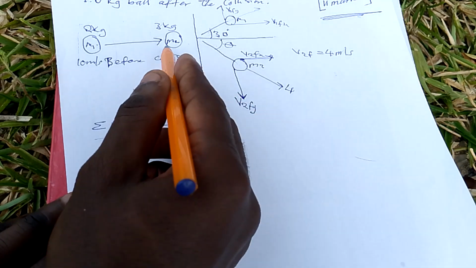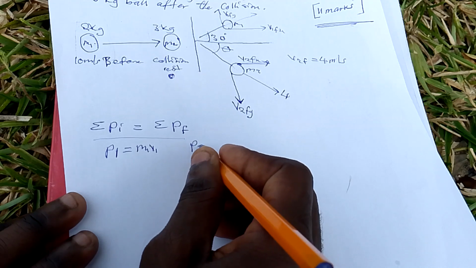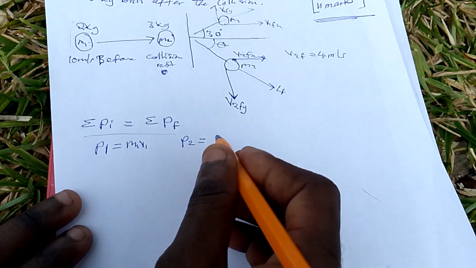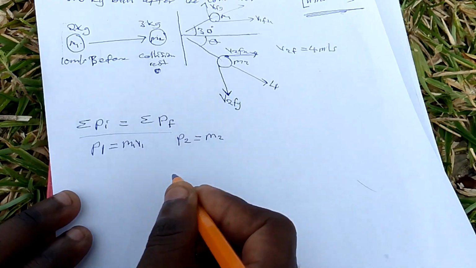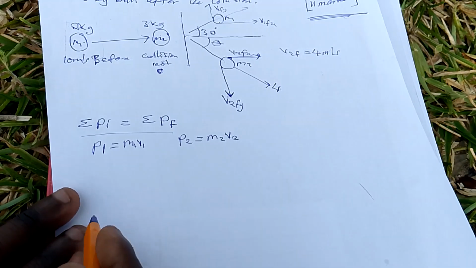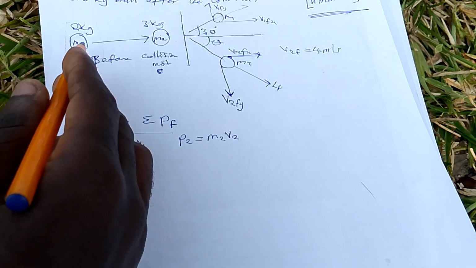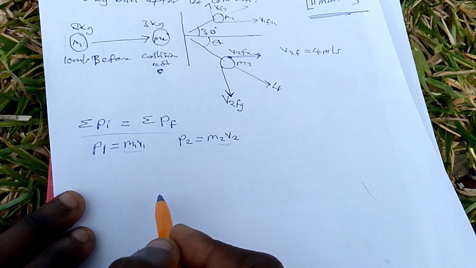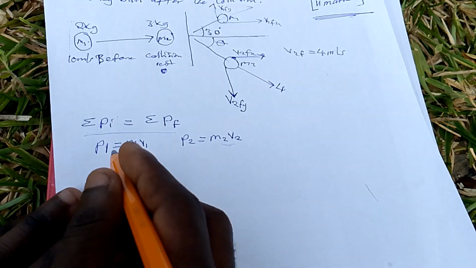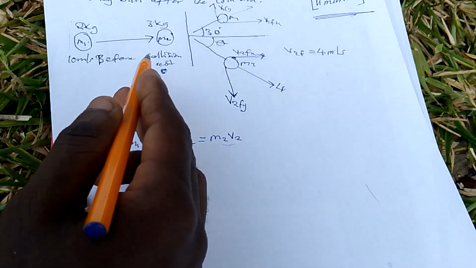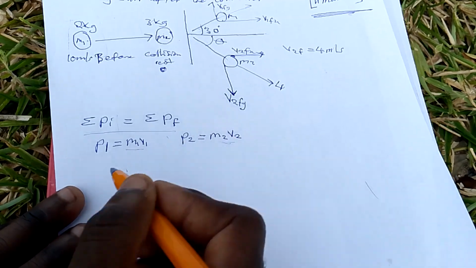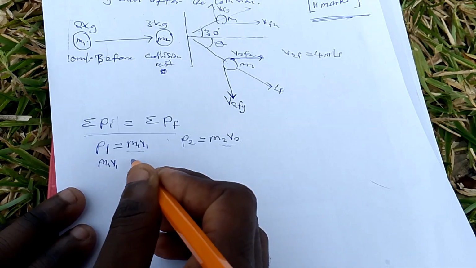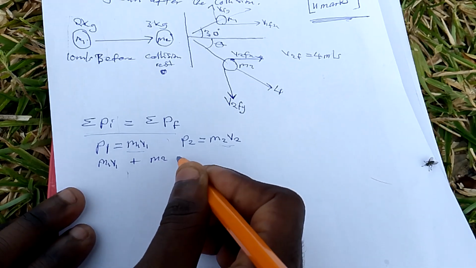Also we need to find the momentum of the second ball. So P2, the momentum of the second ball, we know that momentum equals mass times velocity. So we are going to have mass 2 times V2. This is the momentum of the first ball, and this is the momentum of the second ball. Now we can just add the momenta. Now we found the momentum before they collide. So what was the momentum before it collides with this one? We are going to add the two, that is the summation. So we're going to have M1 V1 plus M2 V2.